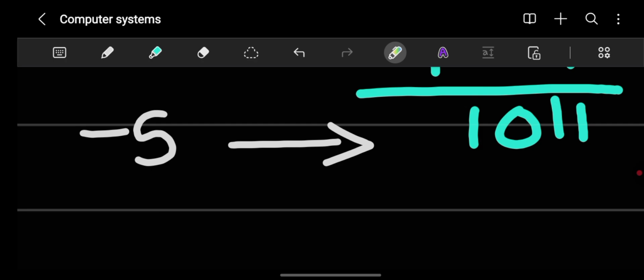Next time we're going to be looking at how pictures and videos are converted. We're going to look at floating points and the ASCII table.